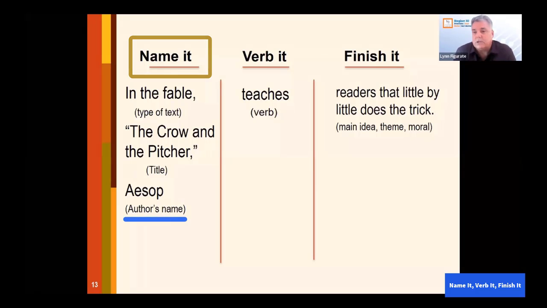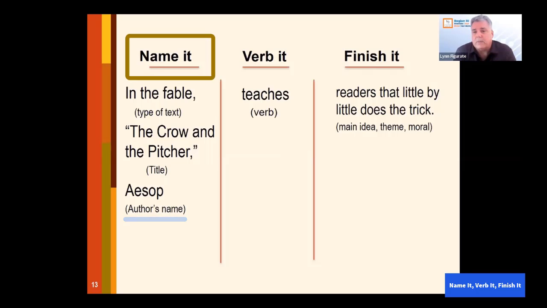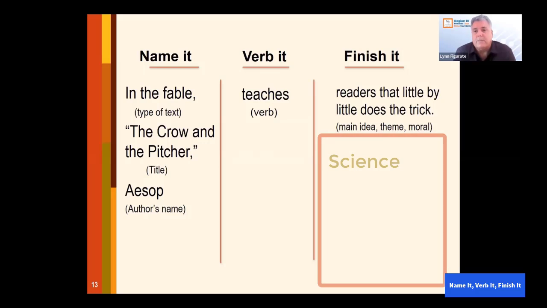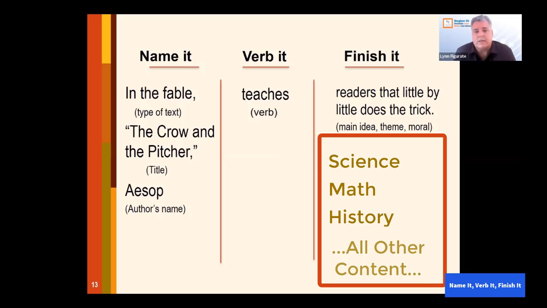And so we teach the kids just to be able to write the author. Sometimes it's the scientist, sometimes it's a historian or a mathematician. So it really depends on the piece. And by the way, Name It, Verb It, Finish It is not an ELA thing. It really moves across all our curriculum, perfect for science, but also perfect for math and for history and whatever other content that you have.